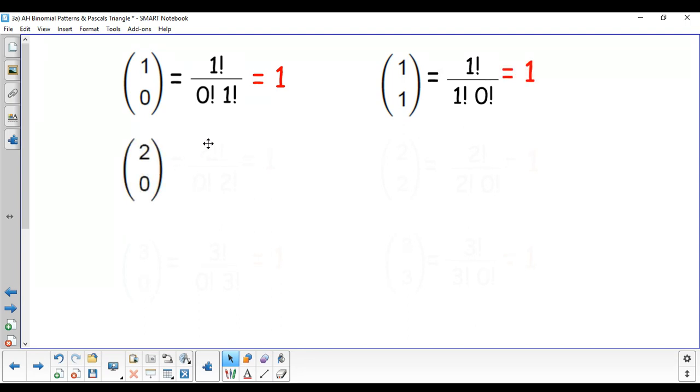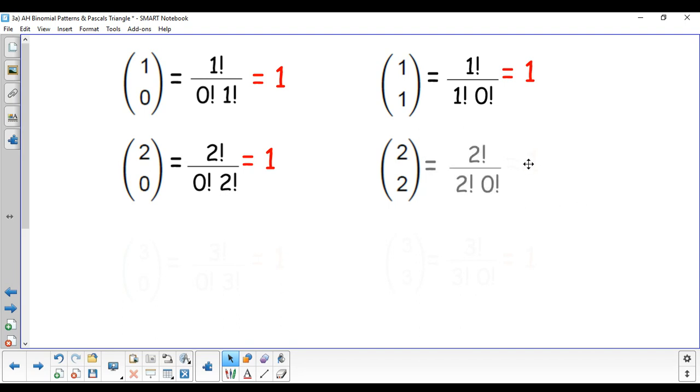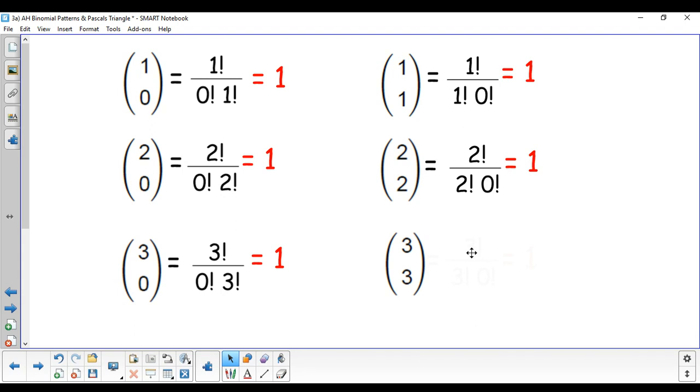2, 0 would be 2 factorial over 0 factorial, and the difference between them is 2 factorial. And then that goes to 1 as well. 2, 2 would be 2 factorial over 2 factorial, and the difference is 0. It's the same, isn't it? Just the other way around. We'll just go to 3, 0: 3 factorial over 0 factorial, and the difference is 3 factorial, and then we get 1. And lastly, 3, 3: 3 factorial over 3 factorial, and the difference is 0. They can reduce down, and you get 1 times 1, and you get 1.